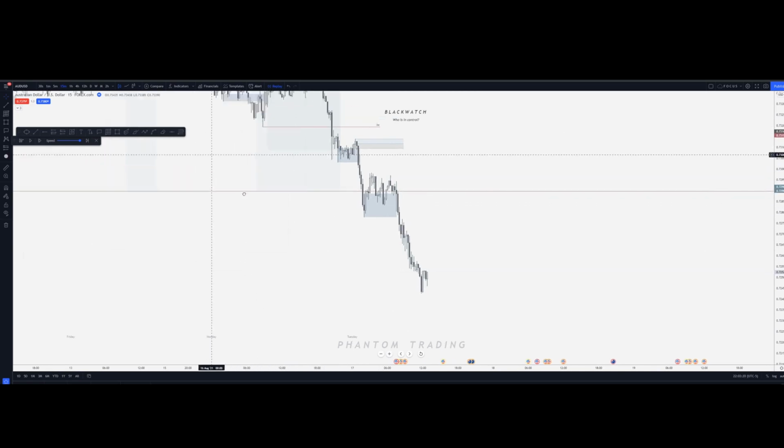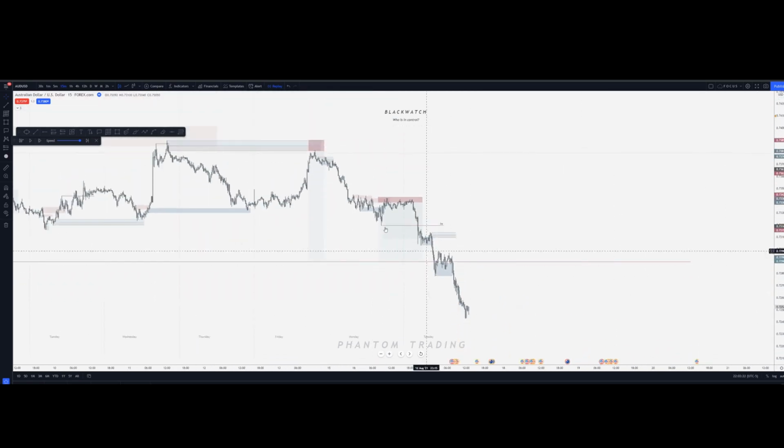So let's just say we kept one of these guys on. We TP'd this one, 10R. We didn't like the stop loss anyways. This one's a runner.